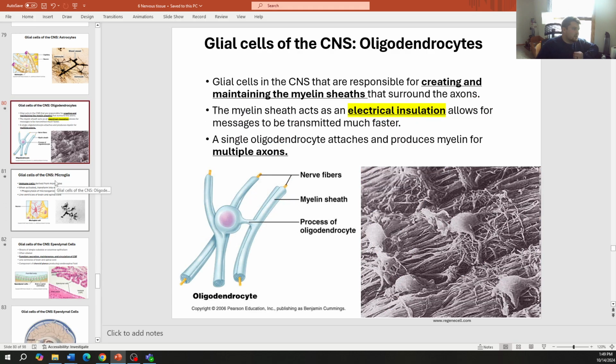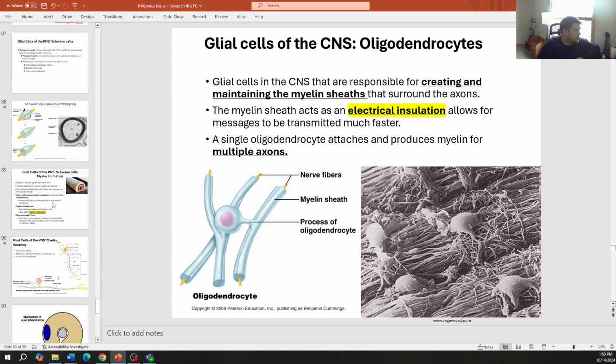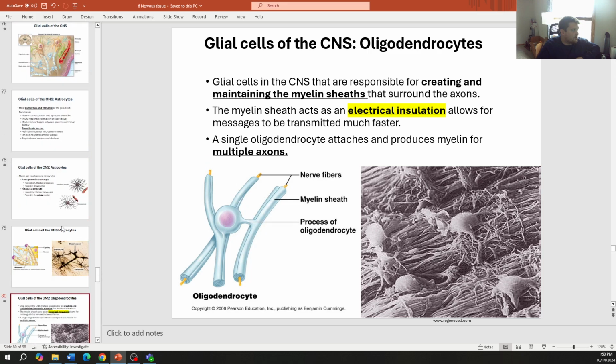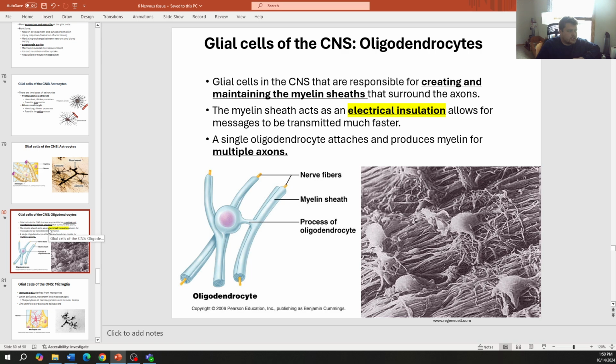The next glial cell, or neuroglial cell, that we're going to talk about are oligodendrocytes. So the job of the oligodendrocytes, they are responsible for creating and maintaining the myelin sheaths. We talked a little bit about myelin sheaths already, just briefly. We talked about the anatomy of the neuron, but we're going to get deeper into the myelin sheaths and how those are all created and really what they do in this chunk of the material.